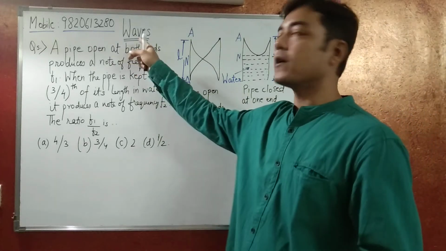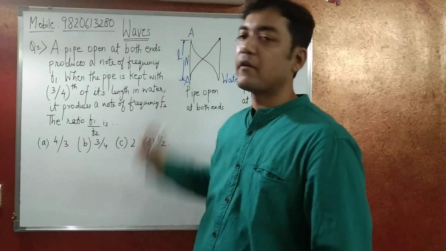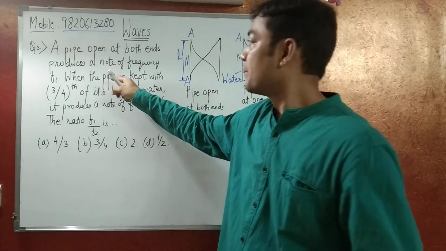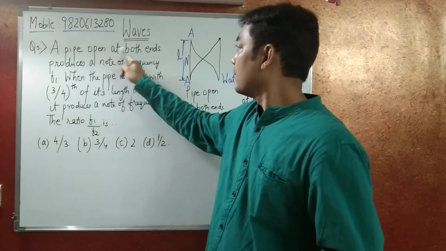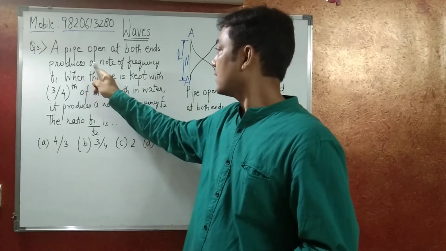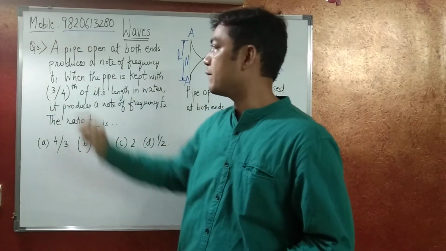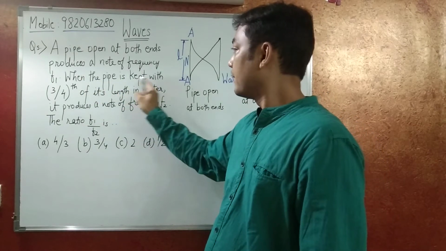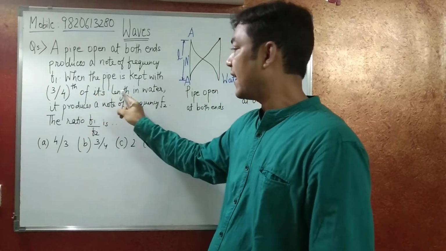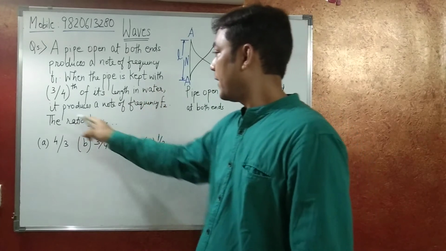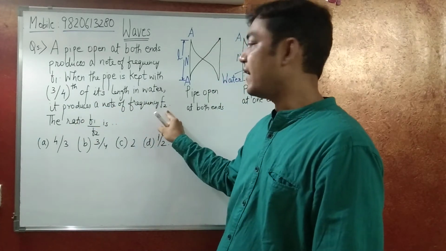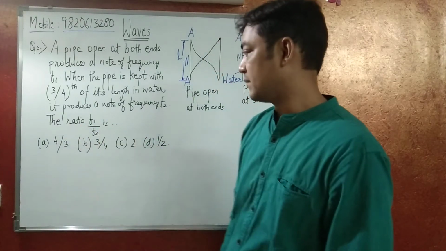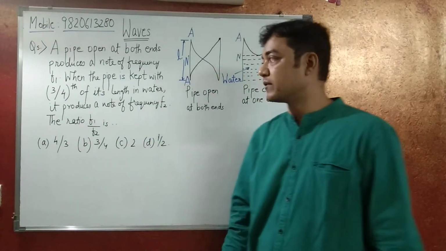Today we will be doing a numerical based on waves. Now let's have a look at the question. A pipe open at both ends produces a note of frequency F1. When the pipe is kept with 3/4 of its length in water, it produces a note of frequency F2. The ratio F1 upon F2 is, these are the options.